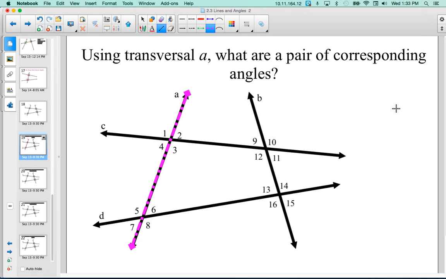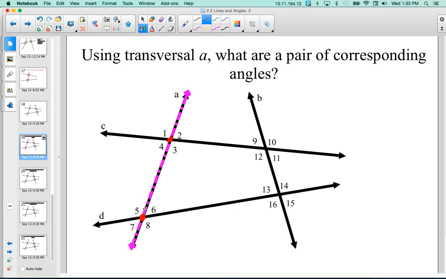So using transversal A, what are a pair of corresponding angles? Now it's just asking for one corresponding angle. I need to identify here that I've got transversal A, and the two intersection points are located here and here, and that's important. My interior angles in this case are going to be 3, 4, 5, and 6. My exterior are going to be 1, 2, 7, and 8.